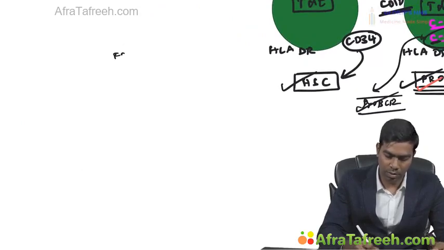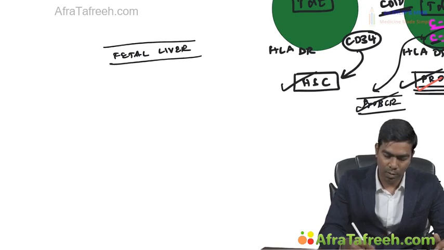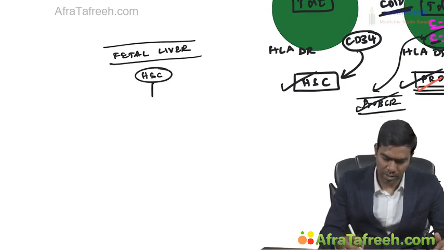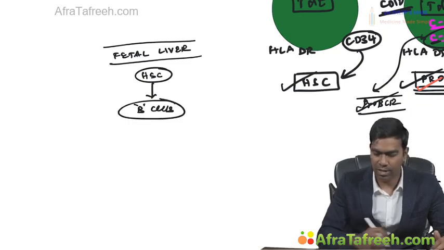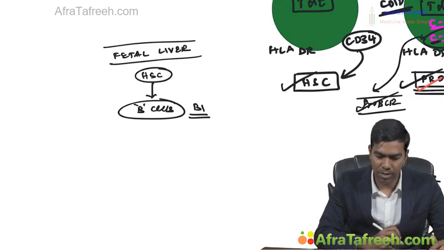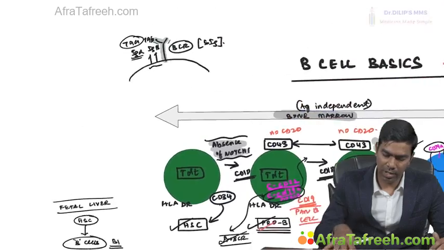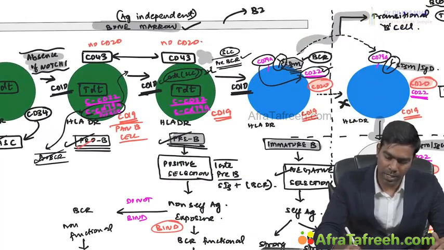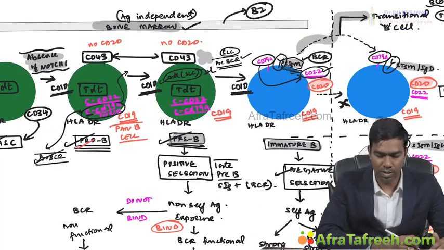So let us assume you have something called a fetal liver. In the fetal liver, there is one more process happening, involving the hematopoietic stem cell. This hematopoietic stem cell can give rise to certain B cells. These are referred to as B1 cells, or B1 B cells. But the B cells coming out from the bone marrow are referred to as B2 B cells.